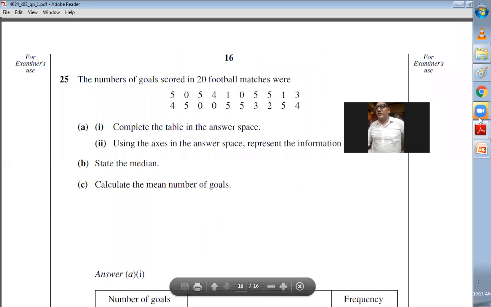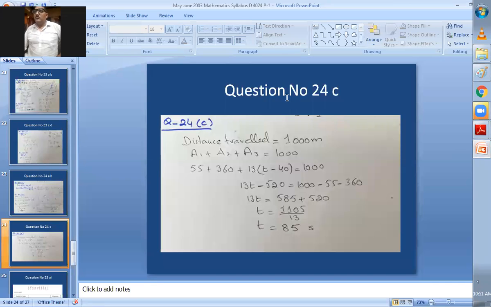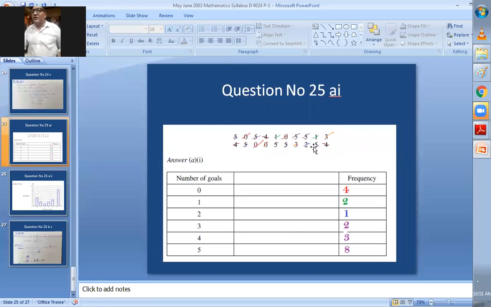Okay, so here we go. I've done this on a paper. Let me show you, and that question will be easy to understand there. So here we go.